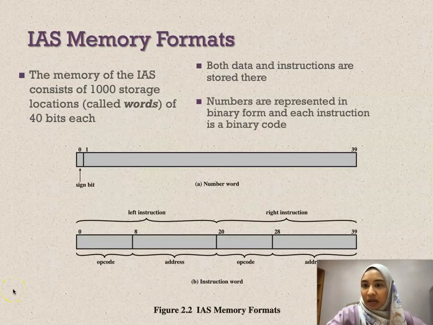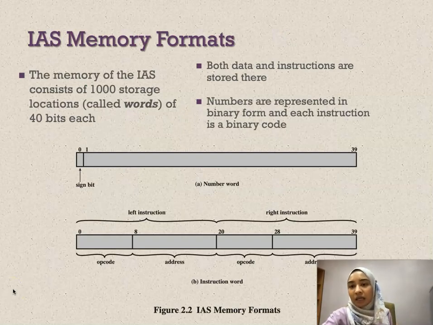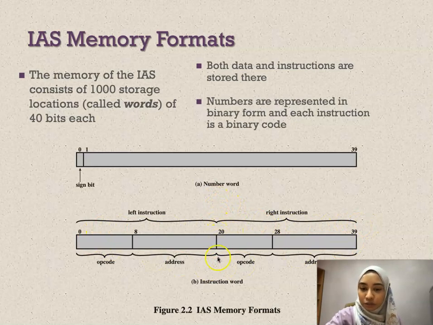Okay, so let's talk about the IAS memory formats because it's quite interesting. The memory of the IAS consists of 1000 storage locations, or you can call these words, instruction words. The instruction word has 40 bits. You can look over here, it has 40 bits. If I divide it into two, you have the left instruction on one side and the right instruction on the other side, which means that the left instruction has 20 bits, the right instruction also has 20 bits, so you have 40 bits altogether. So 40 bits is one instruction word.